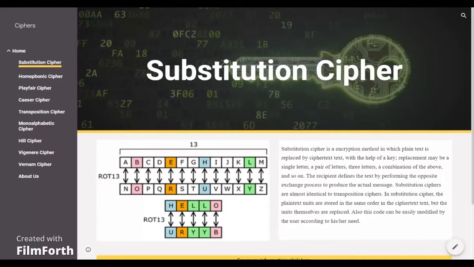The first cipher we are going to discuss is the substitution cipher. Substitution cipher is an encryption method in which plain text is replaced by ciphertext with the help of a key. Replacement may be of a single letter, a pair of letters, three letters, a combination of the above, and so on. The recipient deciphers the text by performing the opposite exchange process to produce the actual message.